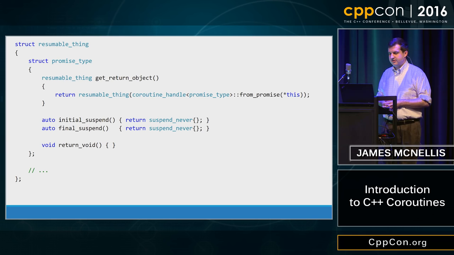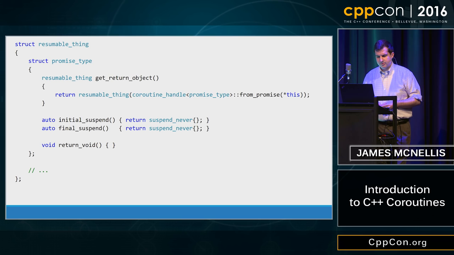Second, we need to implement these initial suspend and final suspend functions. We'll see a more detailed example in a moment, but these allow you to determine whether or not the coroutine suspends before it starts executing, and at the very end of the coroutine when it's ready to destroy itself after returning. And finally, we don't actually return anything from this coroutine. We don't need to return a value back to our callers, so we have to implement this return void function that just does nothing.